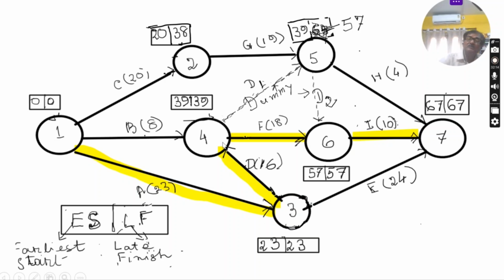That means maximum supervision and critical control is required for these activities. If any delay beyond the specified time occurs, the project completion time will increase. So these are the critical activities, and you can see the earliest start time and latest finish time are the same: 23, 23, 39, 39, and this is also 57. This is the critical path. And what is the minimum time to complete the project? You have to complete all the activities, that is 67 days. This is all about the critical path and finding the minimum duration for completing the project.